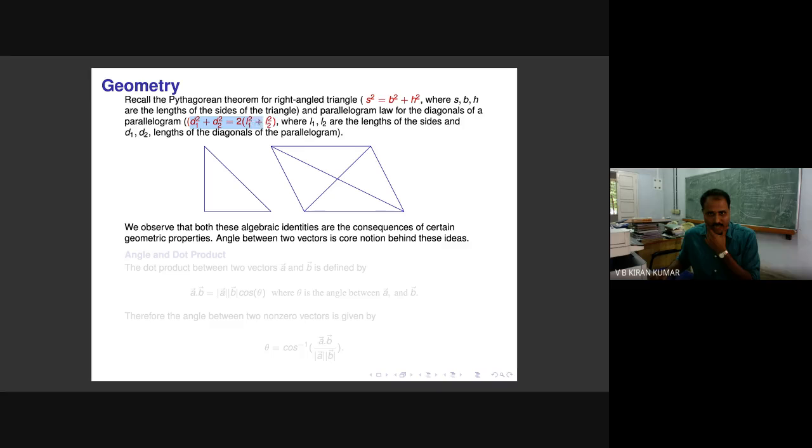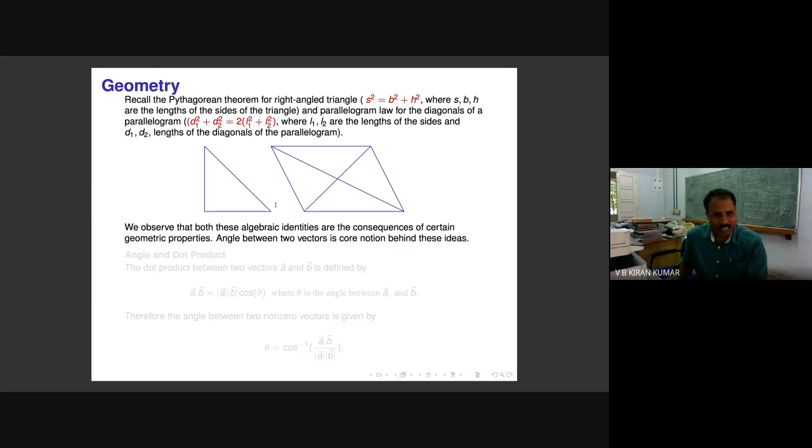So now, what I want to convey is that these are two algebraic identities, either the Pythagorean theorem or the parallelogram law. They are the output of some geometrical considerations. The reason for the first identity is that the angle between these two sides is theta, I mean pi by 2. And here it is due to the parallelogram, which means these two sides are parallel to each other. Okay. So we observe that both these algebraic identities are the consequence of certain geometric properties. So the angle between two vectors is the core notion behind these ideas.